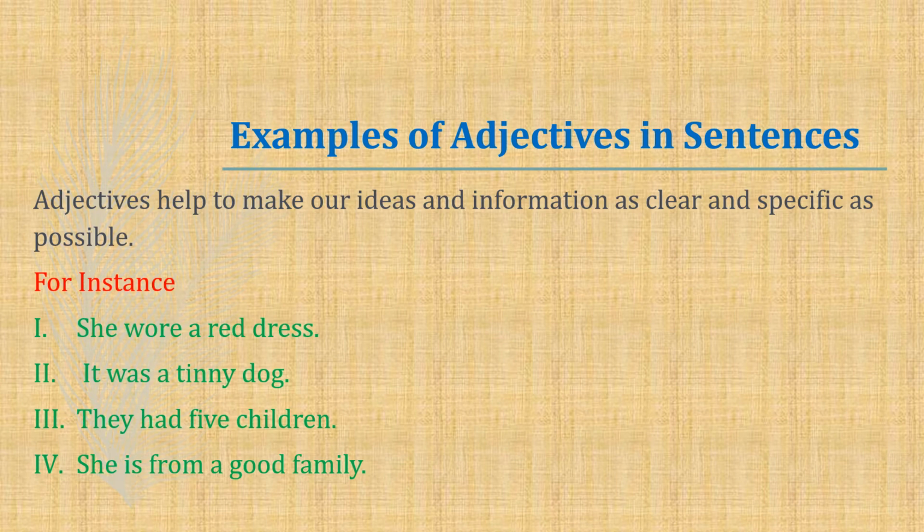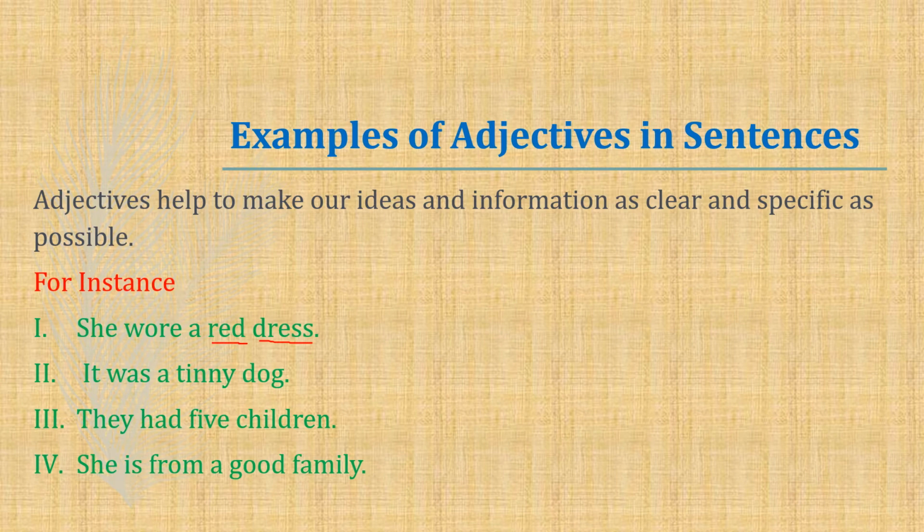Let us examine the sentence once again. She wore a red dress. From this sentence, it is clear that dress is our noun and the adjective is red. Remember, we said that adjectives answer the question which. If, for example, you ask yourself, which dress? Then somebody can easily say it's a red dress.